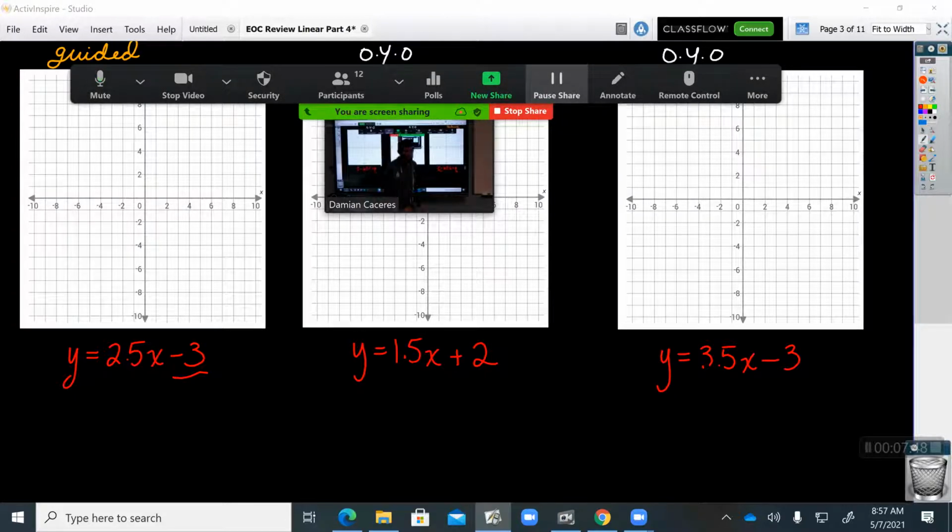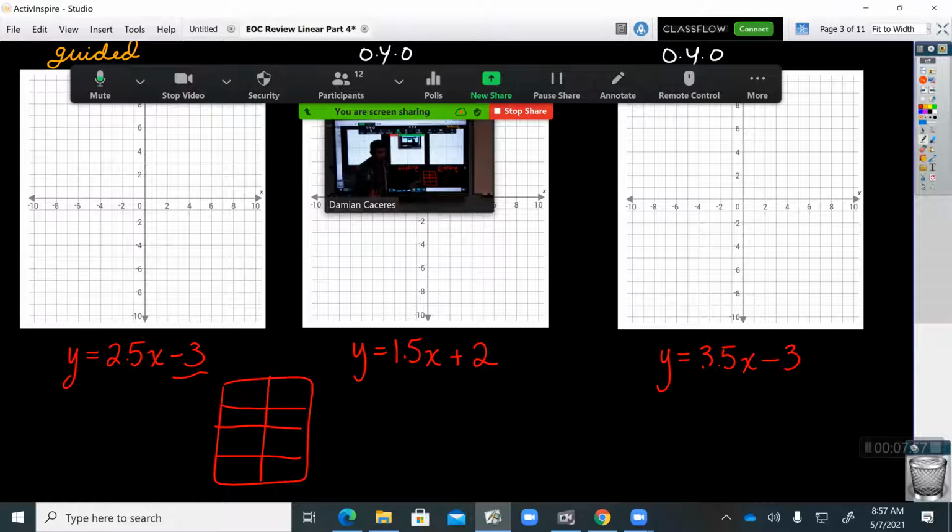So look at this first one. There are many ways to graph this, right? One way is to create a little table. Don't write this down, guys. You could create a little table with any x values you want, plug them in and solve. So like 2.5 times 0 minus 3 is -3. 2.5 times 1 minus 3 is -0.5. So on and so forth. And you can plot a bunch of points and draw your line. But that leads to more mistakes.